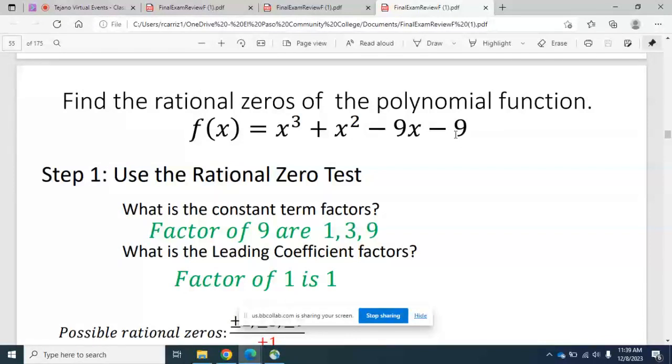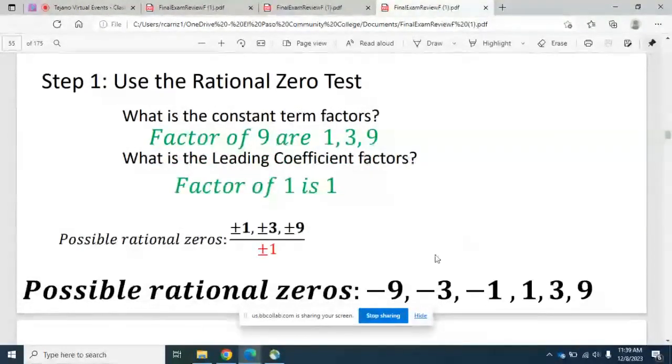Now, do not worry about the sign because we will be looking at both the positive and negative values of these factors. Okay, so all I'm interested in is the value. So here the factor of my constant is 9, and the factor of my leading coefficient here is 1. And the rational zero test says this, that you are going to divide the factors of the constant by the factors of the leading coefficient, but I'm going to look at both positive and negative values.